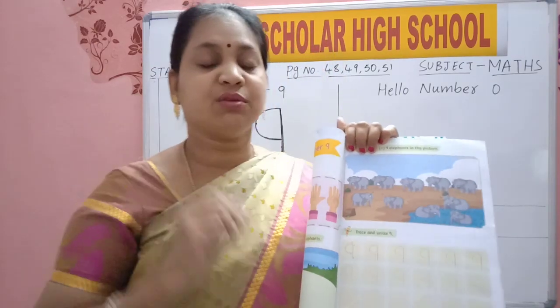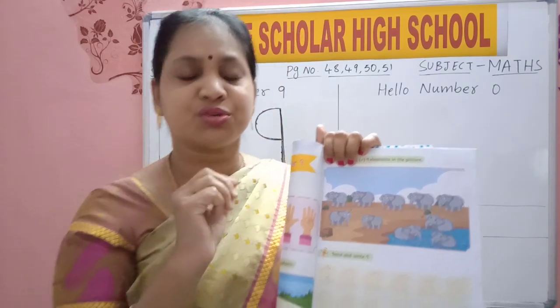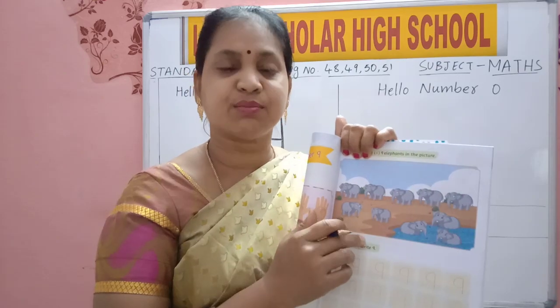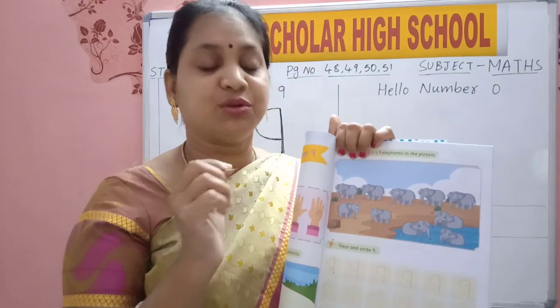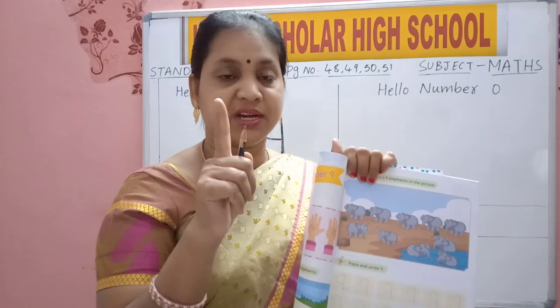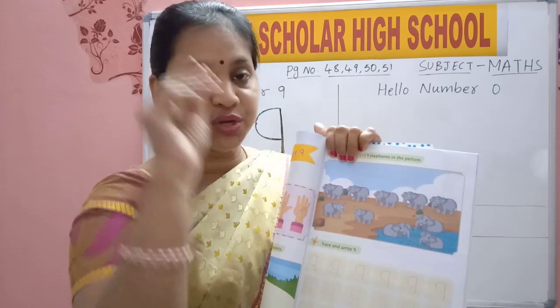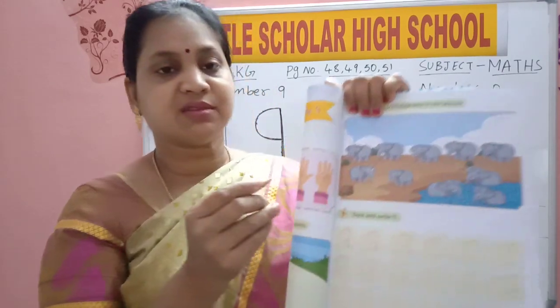So take a pencil. You will do along with me. You will count and cross how many? Only 9 you should cross. Many are there in this, but cross out only 9. You will start from 1. First elephant, cross. 1 cross. Yes, 1 I crossed.